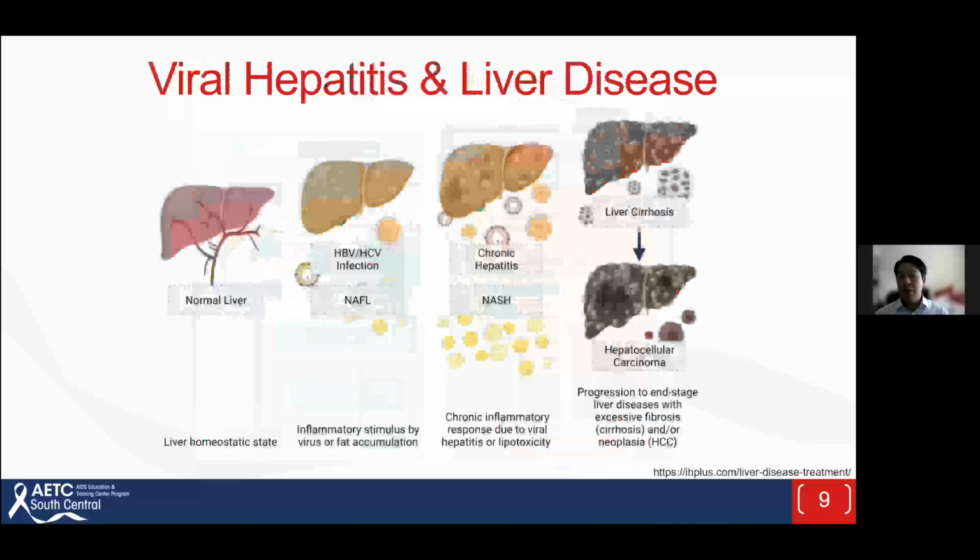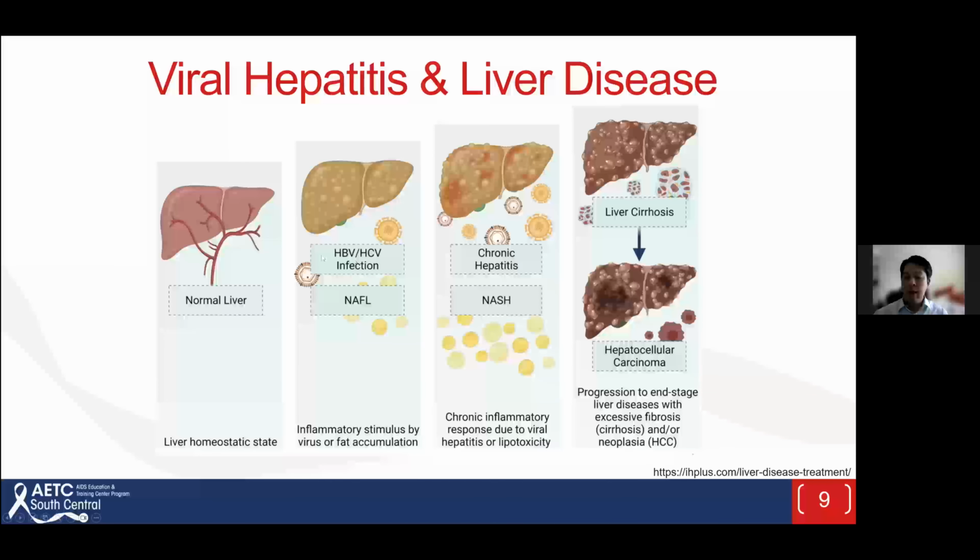And then when we talk about viral hepatitis and liver disease, again, something similar. So we have our normal liver, but then when we have an infection with a hepatitis B or hepatitis C virus, it again causes this inflammation in the liver that causes destruction of the hepatocytes, again leading to more fibrosis, and then ultimately cirrhosis and hepatocellular carcinoma. So kind of again, a similar pathway.